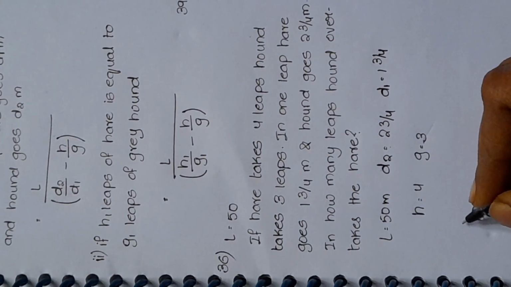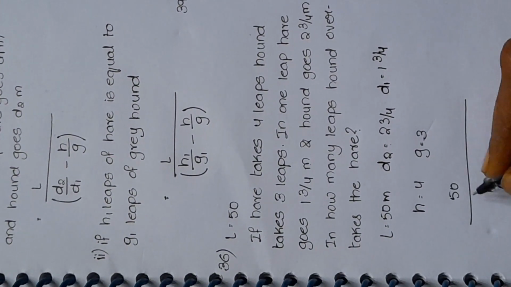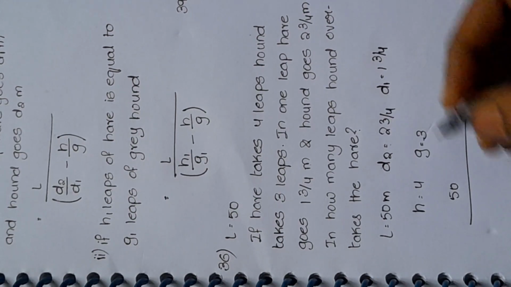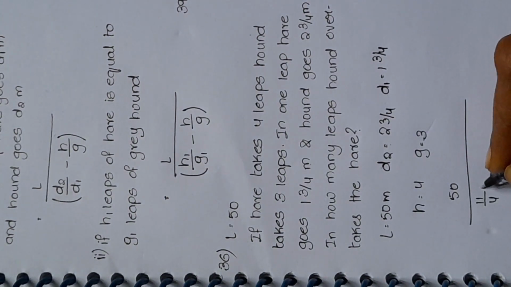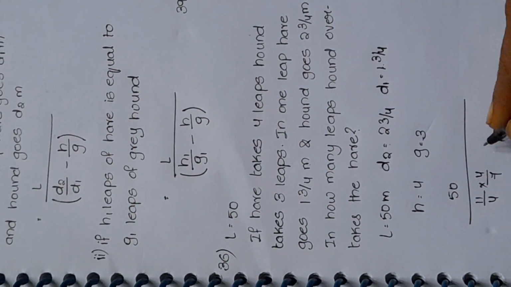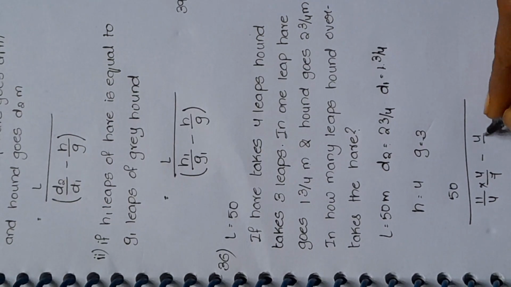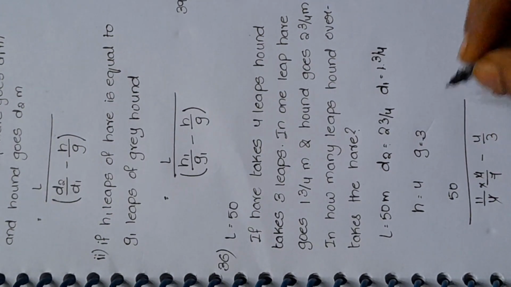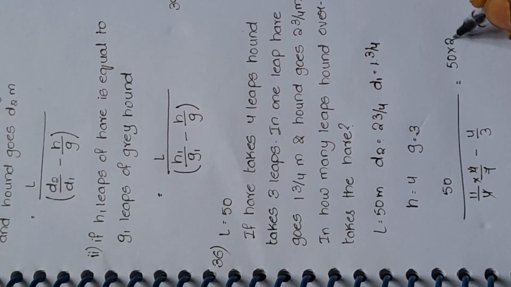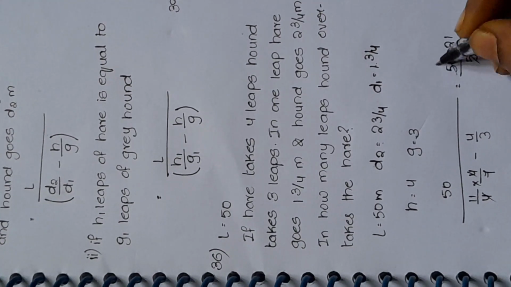Now substituting the values in the first one, L is 50 by D2 value. D2 can be written as 2 4s are 8, 8 plus 3 is 11 by 4, by D1, 1 4 is 4 plus 3, 7 by 4. This can be written as 4 by 7 minus H by G is 4 by 3. The 4 and 4 get cancelled. So we get this as 50 into 21 by 5, 10 times.